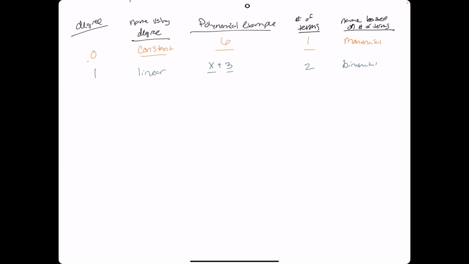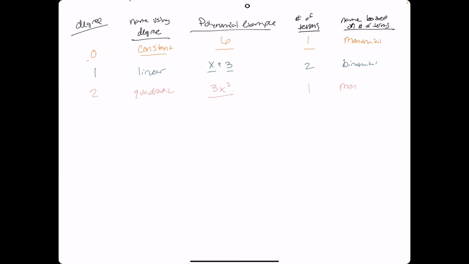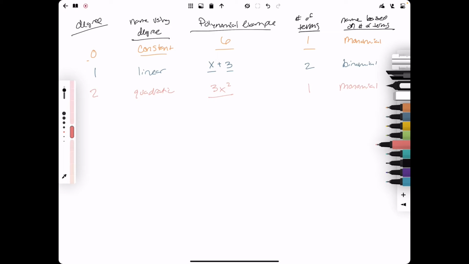The next one. How about this one? 3x squared. What's the degree? The degree is 2. Name it using the degree. Is it linear? Is it constant? Is it cubic? Quadratic, with a power of 2. How many terms are there? 1. It's 1 because there's no plus or minus. So it's a monomial. Monomial again. Okay, change colors again.